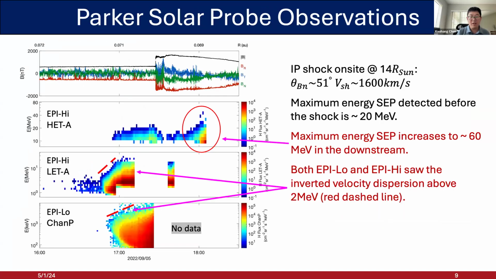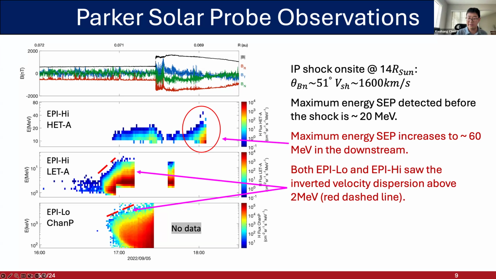This also includes the location of PSP, so it's really close to the Sun, and also the shock surface. Here is the Parker Solar Probe observation from the EPI-Hi instrument, a high energy particle detector onboard PSP. It covers an energy range from about 60 keV to over 80 MeV. The lower panel shows the time profile of the SEPs at low energy.